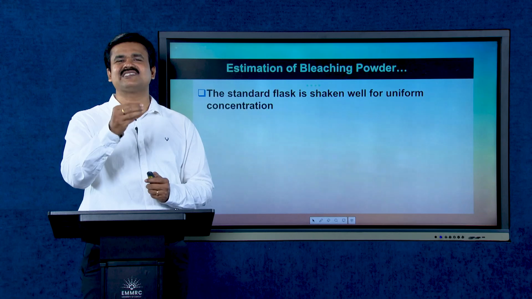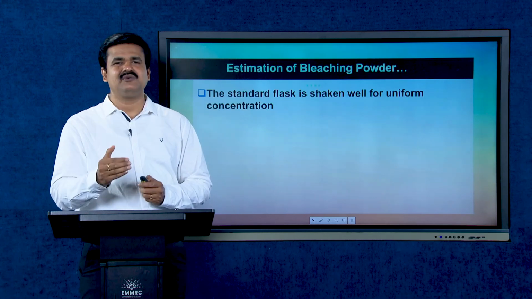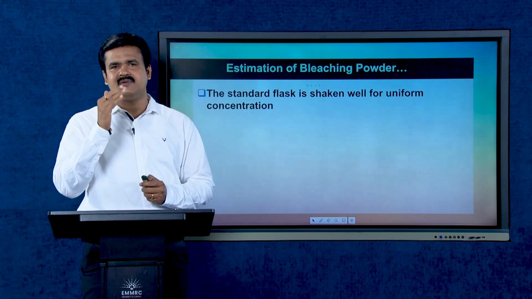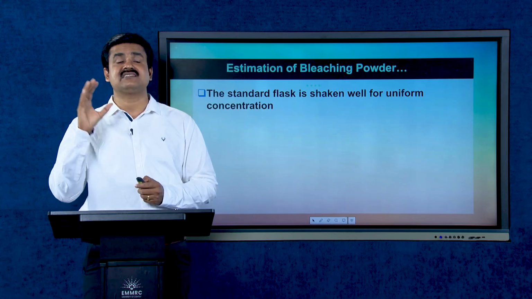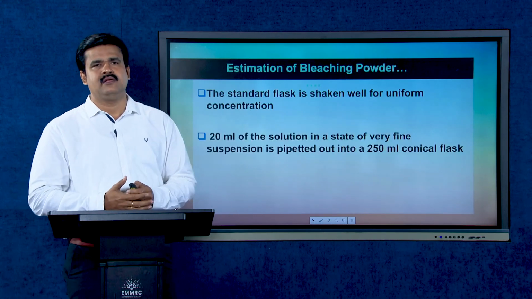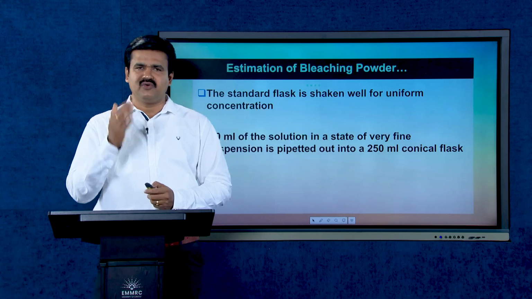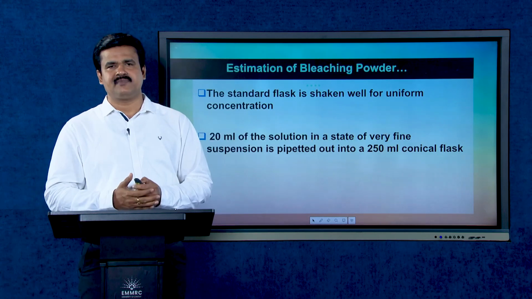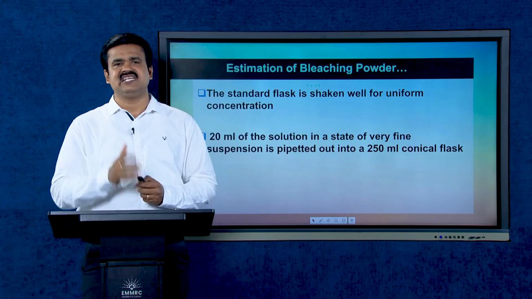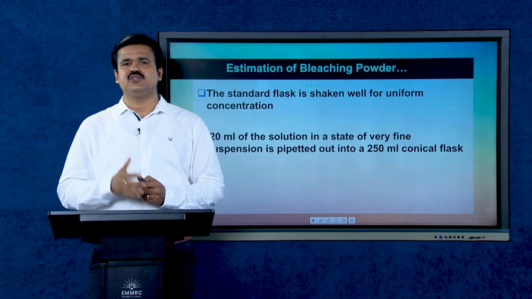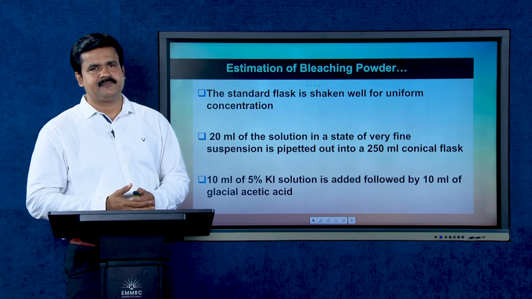Thus, a fixed quantity of bleaching powder is weighed out and made up to a fixed volume in a standard flask. 20 ml of the made up solution in a state of very fine suspension is pipetted out into a 250 ml conical flask.